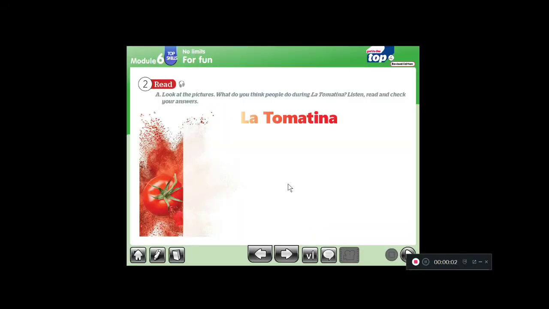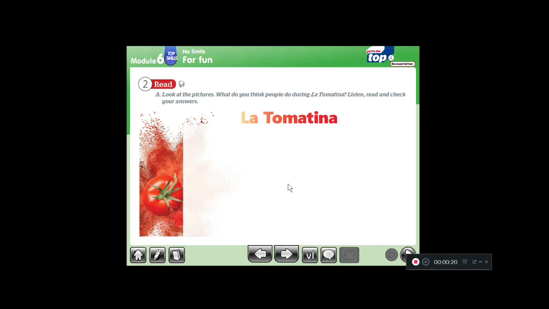So, okay, let's talk about La Tomatina. As we can see in the video, this event is about a huge food fight. Es una gran pelea de comida. But they just use tomatoes, right?